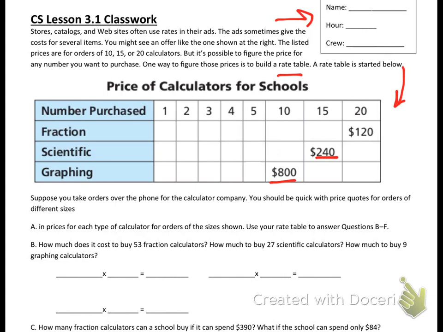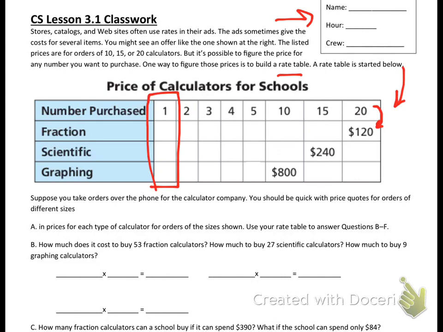That's crazy. Well, let's go ahead and fill out this table. Now, one way we could fill out this table really easily would be to find the cost of just one calculator. Really quick, how do you think I'm going to find the cost of one fraction calculator? I know that 20 of them cost $120.